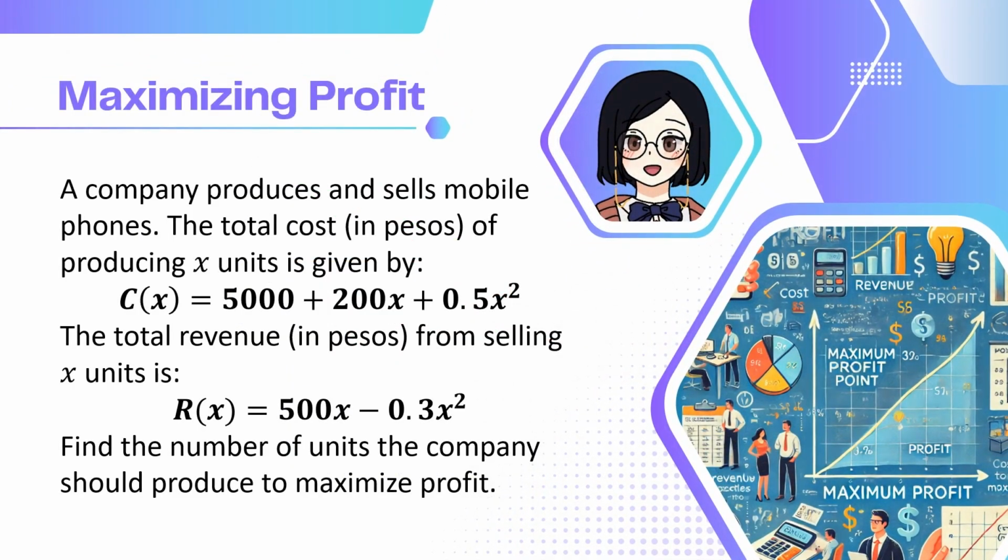The total cost in pesos of producing x units is given by C(x) = 5,000 + 200x + 0.5x². The total revenue in pesos from selling x units is described by the function R(x) = 500x - 0.3x². Find the number of units the company should produce to maximize the profit.